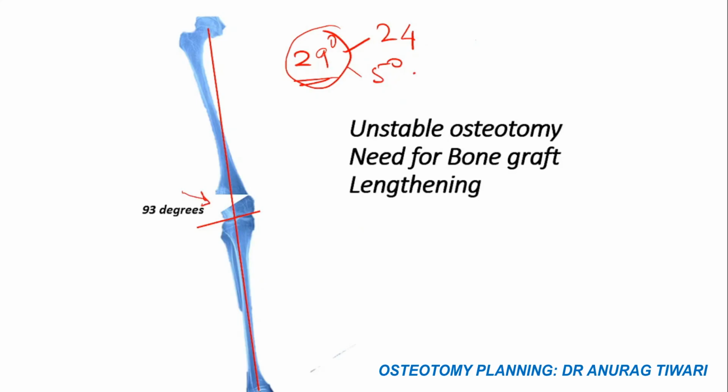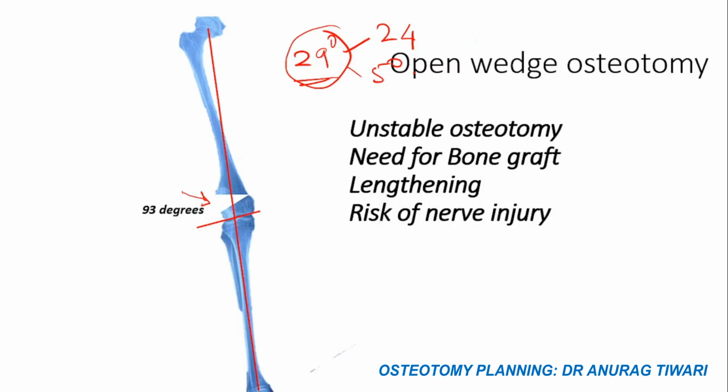There will be lengthening. In this case, if you are doing this osteotomy, there will be lengthening of the lower limb, and there is a risk of common peroneal nerve injury because of stretching of the nerve because of lengthening. So this is an open wedge osteotomy, or you can say, as we are doing it in the lateral aspect, a lateral open wedge osteotomy.